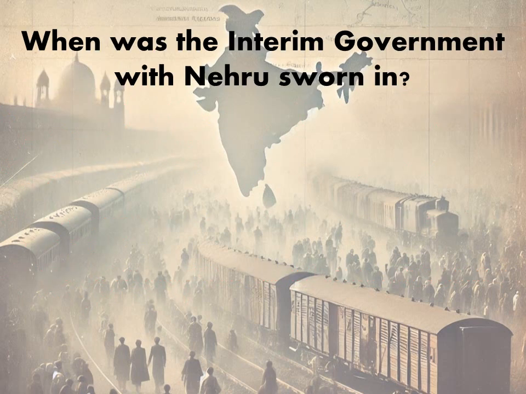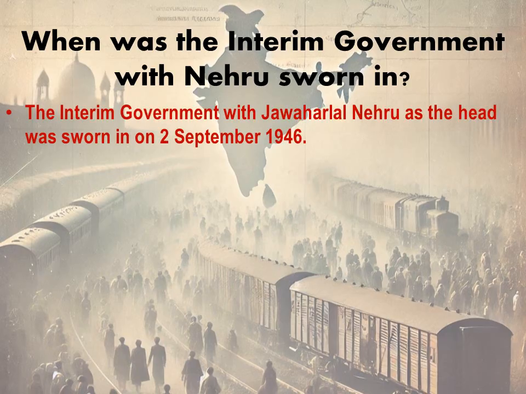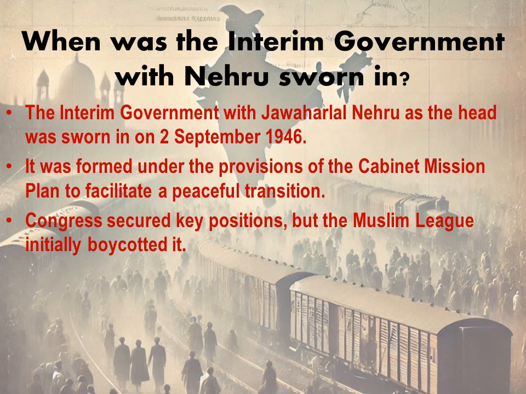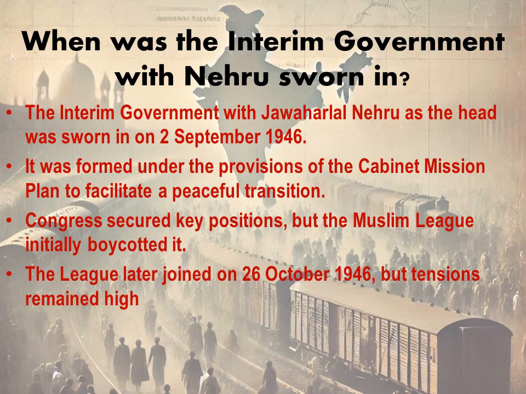When was the interim government with Nehru sworn in? The interim government with Jawaharlal Nehru as the head was sworn in on 2nd September 1946. It was formed under the provisions of the Cabinet Mission Plan to facilitate a peaceful transition. Congress secured key positions, but the Muslim League initially boycotted it. The League later joined on 26 October 1946, but tensions remained high.